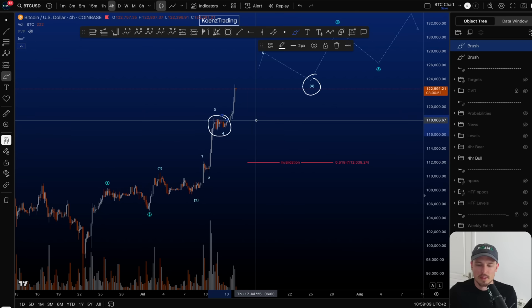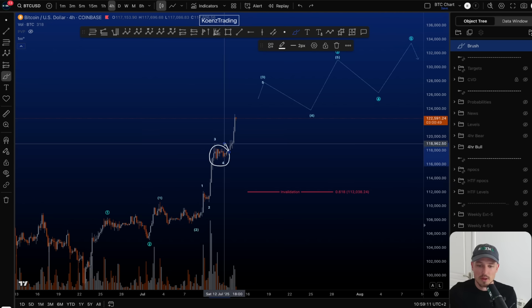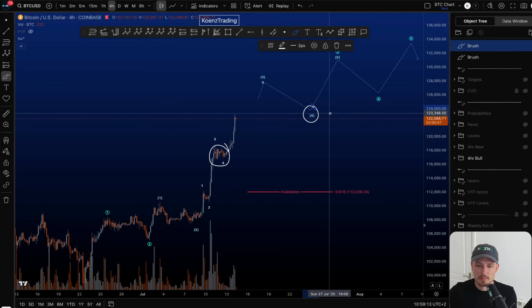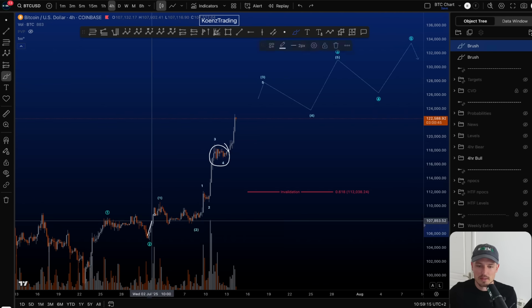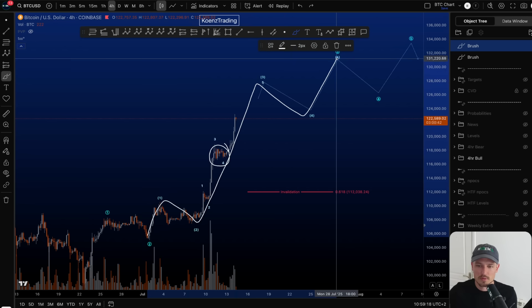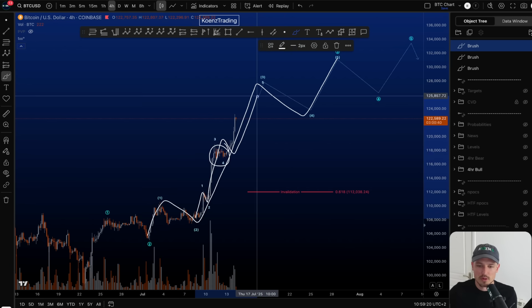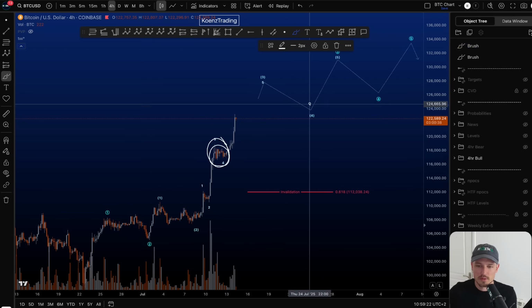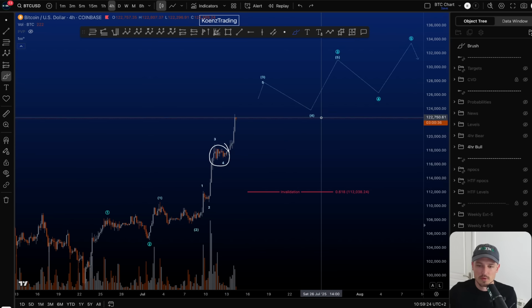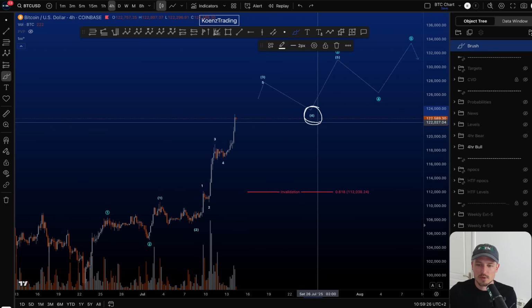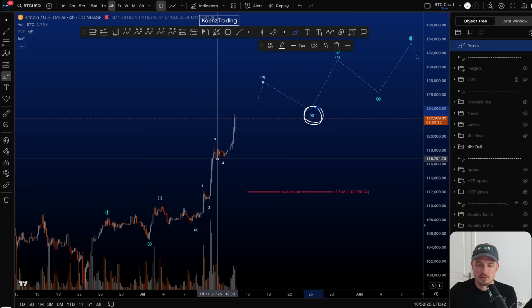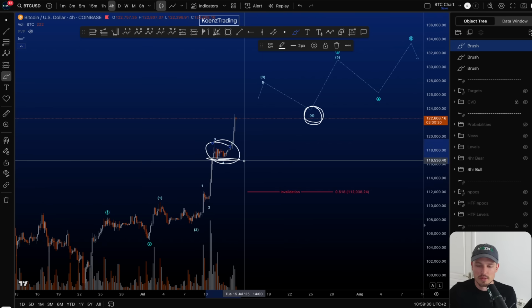This wave 4 is a lower degree wave 4 compared to this one, right? Because inside this impulse, 1, 2, 3, 4, 5, we have the lower degree 1, 2, 3, 4, 5. So this is your lower degree 4 compared to this wave 4, meaning preferably this wave 4 is not going to retrace below this range 4.